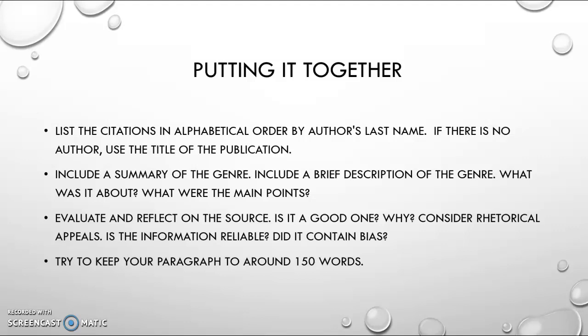Now, when we're putting together an annotated bibliography, what you're going to be including is a summary of the genre, that just includes a brief description, what it's all about, what the main points were, and then you're going to do a mini evaluation on it. I by no means want a full rhetorical analysis on it. I'll go more in depth with your prompt next week, but this is just to get you thinking about the rhetorical appeals and if this information is reliable and did it contain bias.